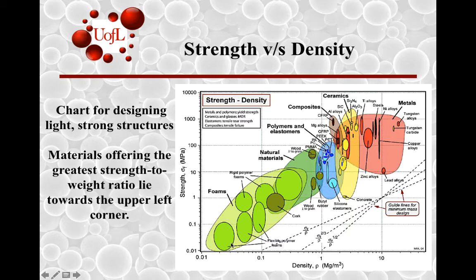Right? So how do we find these competing options of something that is light and something that is strong? You will see these groups of properties for families of materials provided in different kinds of shaded regions: red for metals, yellow for ceramics, light gray for composites, blue for polymers and elastomers, dark green for natural materials, and light green for foams.